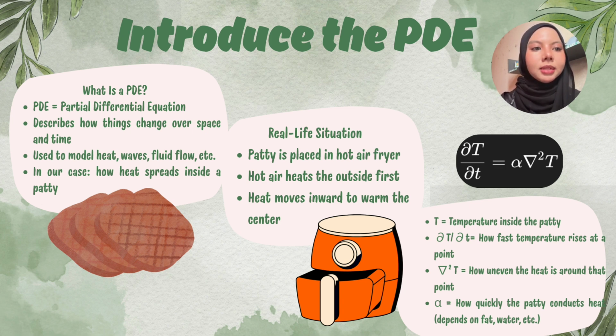T represents the temperature inside the patty. dT over dt shows how fast the temperature rises at a point. Nabla squared T represents how uneven the heat is around that point. And lastly, alpha is how quickly the patty conducts heat, which depends on fat, water, and so on.